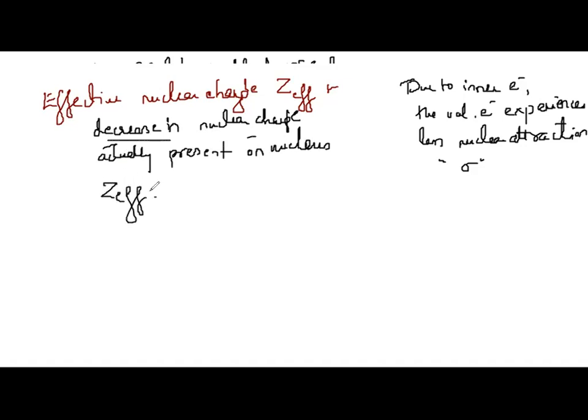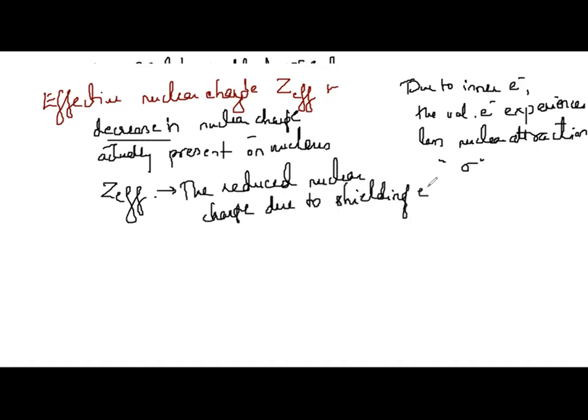So what is effective nuclear charge? The reduced nuclear charge due to shielding effect or screening effect is termed as effective nuclear charge. It is either denoted like this or sometimes denoted as Z star. Therefore, Z effective is equal to the actual nuclear charge, reduced due to the screening effect, the screening constant. This is the formula.